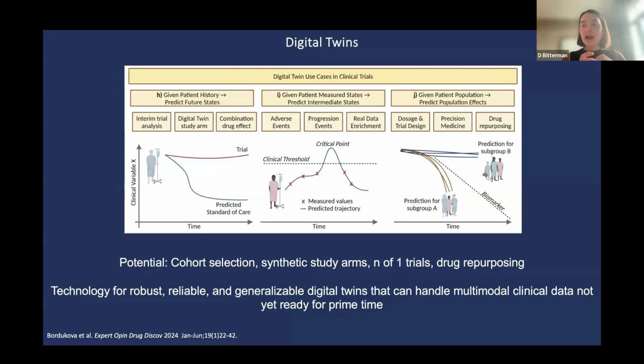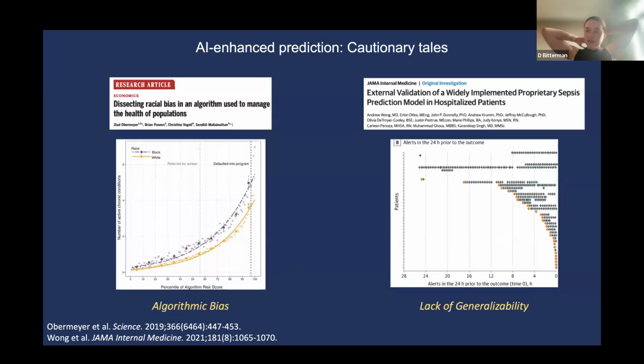So if you have a lot of data trained on much older patients, your model is going to replicate those biases and older standards of care in your current patient. And that's not necessarily what we want. And we don't have ways to address that yet. And that starts to touch on one of the big challenges with AI enhanced prediction, which digital twins fall in the bucket of. And that's first the challenge of algorithmic bias.